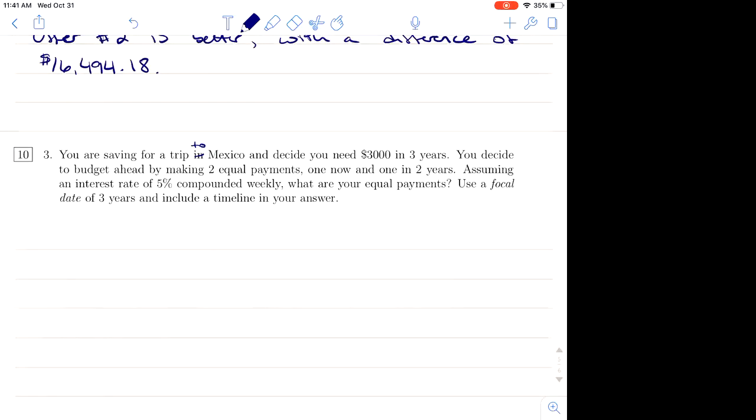So as far as the type of question here goes, you want to find unknown payment amounts. In this case, we have this total amount that it has to add up to in 3 years. Let's make a quick note to ourselves: this is compound interest. So now we're looking at the compound interest formulas, not the simple interest. And the focal date we have to use is 3 years.